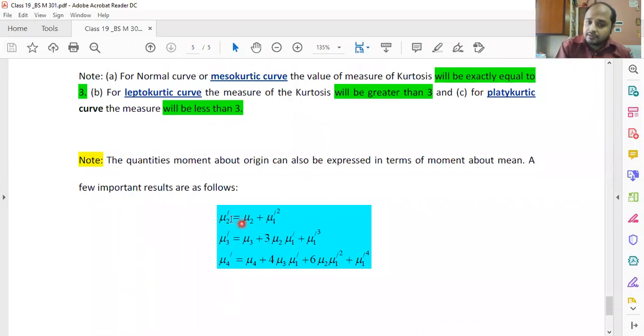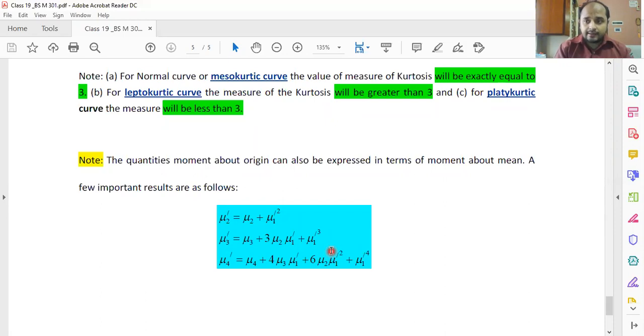But on the right hand side, the other values of mu are not having a prime sign. Mu2 has been written. Mu2 is the second moment about the mean. So the second moment about origin has been expressed in terms of the second moment about mean. Third moment about origin has been expressed in terms of third moment about mean and second moment about mean. Fourth moment about origin has been expressed in terms of fourth moment about mean, third moment about mean, and second moment about mean. The role has been reversed.